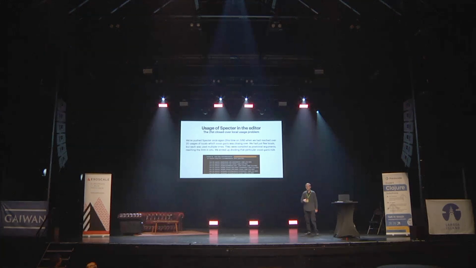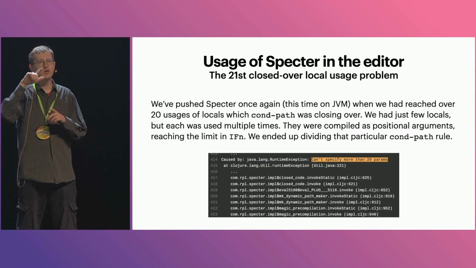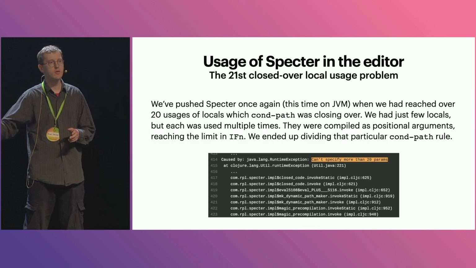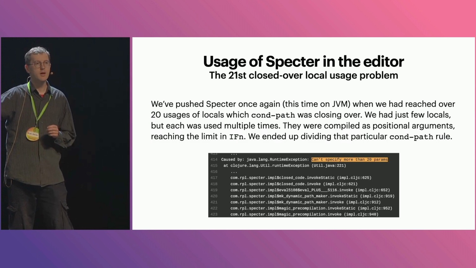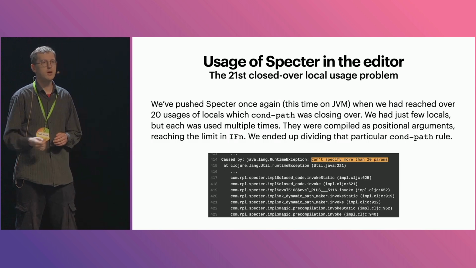And the previous issue was on ClojureScript. This is on JVM, a kind of similar thing. Specter precompiles things differently on different platforms, because they work differently. So it makes sense. But that means that when we are hitting edge cases, we are hitting them differently on different platforms. So here we had one particular large rule set, which was closing over locals, just a few locals, but each usage of a local was compiled down for performance as a function invocation, with each individual local as an argument of the function. If you remember, in IFn you can have only 20 positional arguments. Those were positional arguments.